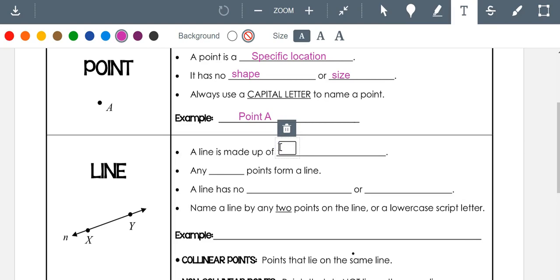A line is made up of infinitely many points. Or just put points, that's fine. Any 2 points form a line. A line has no thickness.